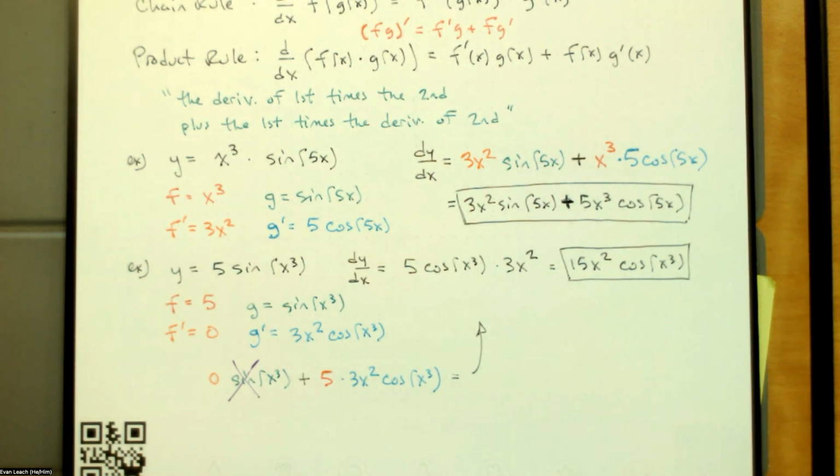So the big villain reveal. Aha! It was the product rule the whole time. Ha ha ha ha ha.